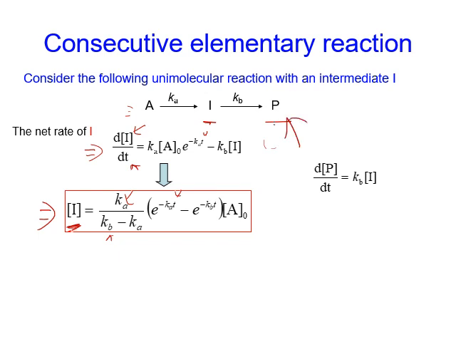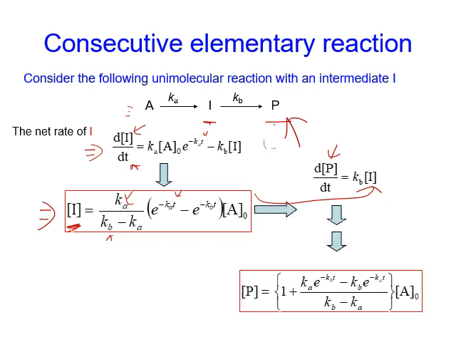Now let's plug into the differential equation for P, the product. So this goes to here, and then we have only two variables, the product concentration and the time. Plugging in and also skipping the mathematics, this is the final result: the product concentration as a function of time.